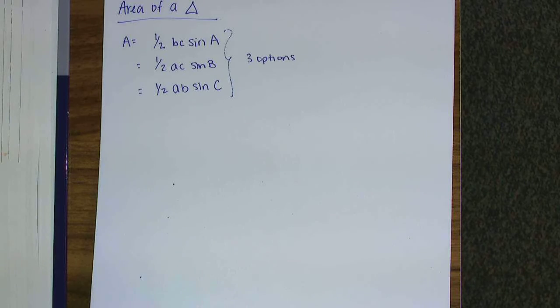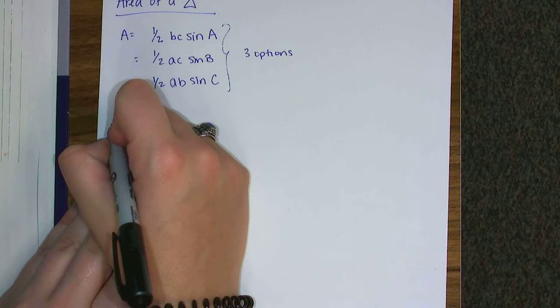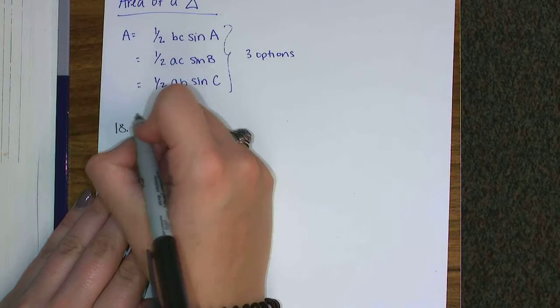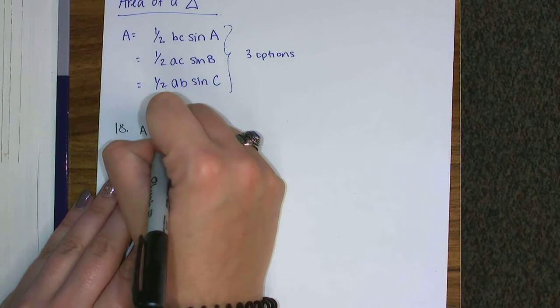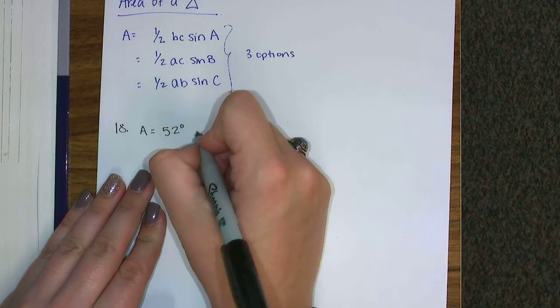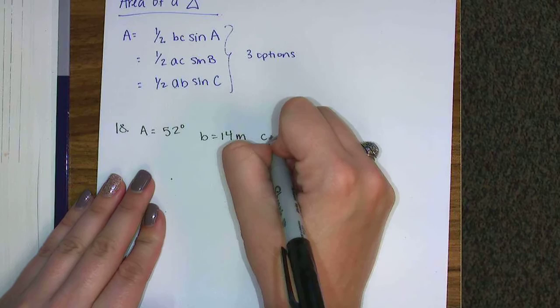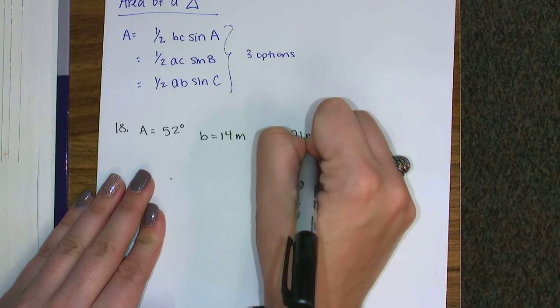I'm probably just going to do one of these because it's just plugging it in the formula. But if you guys are struggling with it, just let me know, and I don't mind doing some more. So A is equal to 52 degrees, B is 14 meters, and pay attention to the fact that these have units. C is 21 meters.